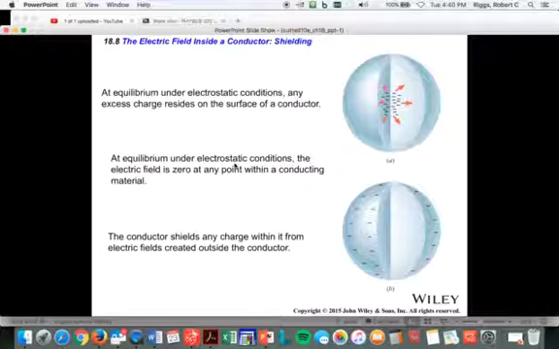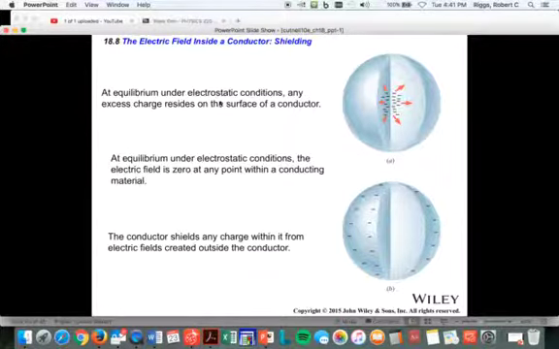Okay? All right. Electric field inside a conductor. This is what is known as shielding. The electric field inside a conductor under electrostatic conditions. This slide is a classic for those pesky conceptual questions that I ask on tests.